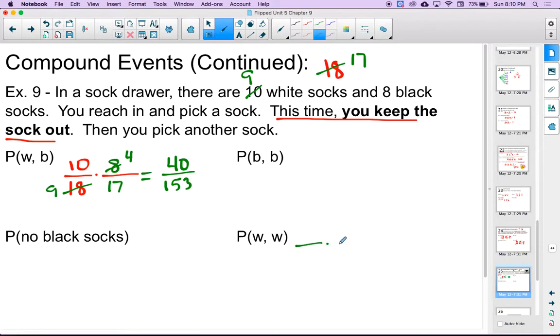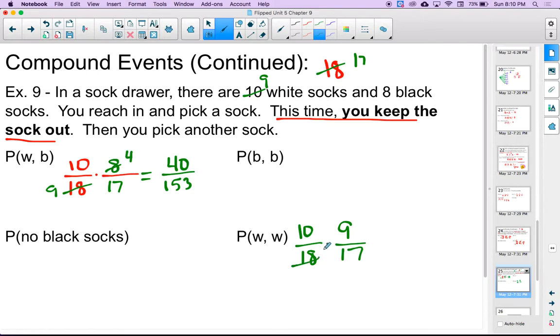We're going to look at the setup of this guy here, and then we're going to finish this video. White sock, white sock. Well, whenever we start a new problem, we do reset everything, okay? So we're back to 10 white socks. We're back to 8 black socks and 18 total socks. So white socks first, probability of picking a white sock is 10 18ths. Now we keep that white sock out. 9 white socks, 17 total socks. So the probability of picking a white sock on the second pick is 9 17ths.